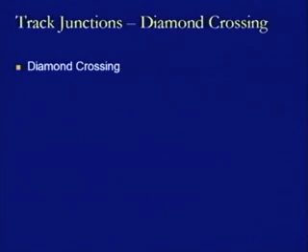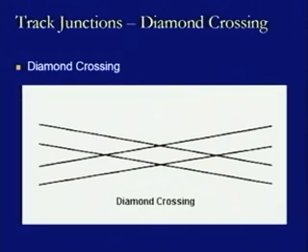We will look at the diagram of the diamond crossing. These are the two tracks which are crossing each other like this. What we have is an acute angle at this side, an acute angle at this location, whereas we have an obtuse angle here and this obtuse angle here. That is why there are two acute angle crossings and two obtuse angle crossings.